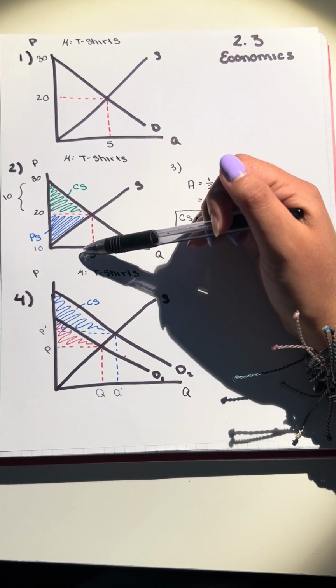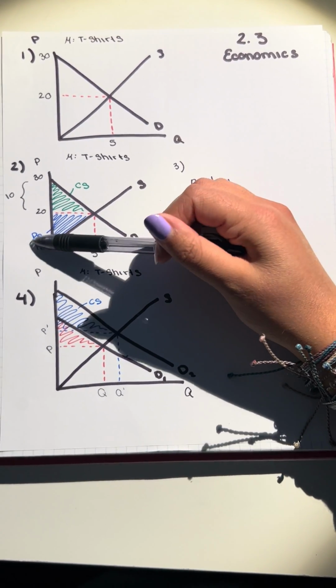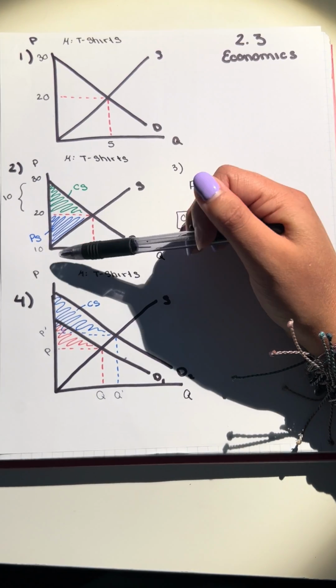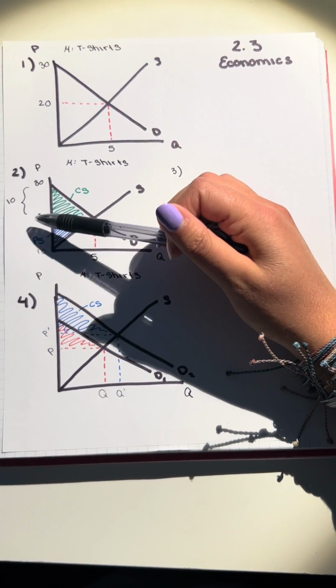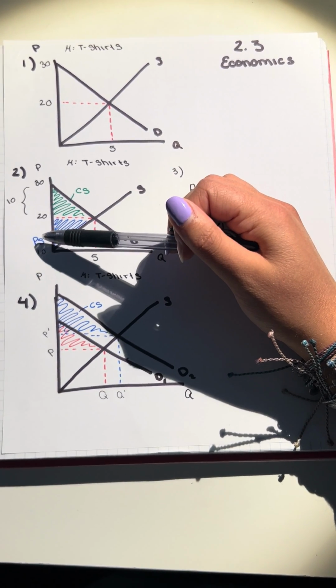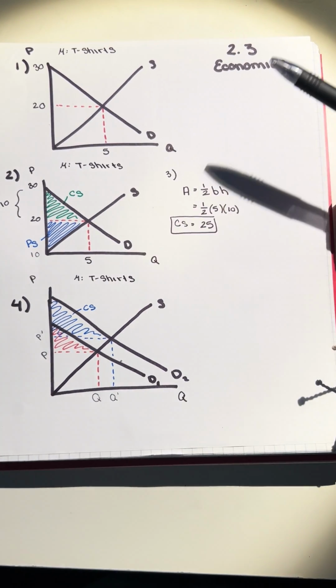Further explaining that, the t-shirt manufacturer creates a t-shirt and their total cost for making it was $10. That's the minimum they would accept for a consumer to buy their t-shirt, but they actually end up selling it for $20. That difference gives the manufacturer a producer surplus of $10.